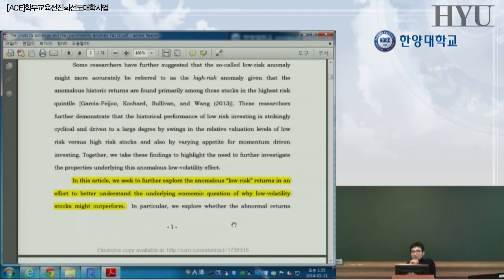In this article, we seek to further explore the anomalous low risk return in an effort to better understand the underlying economic question of why 저변동성 주식 outperform. Okay, why is that? Of course, they fail to answer this question, but they have an interesting idea.